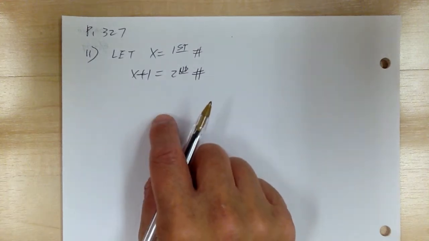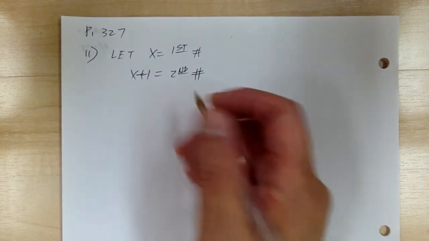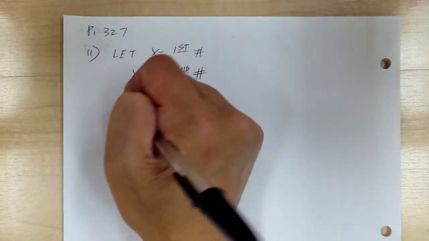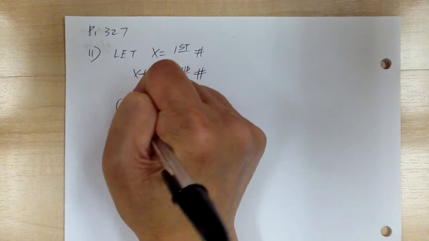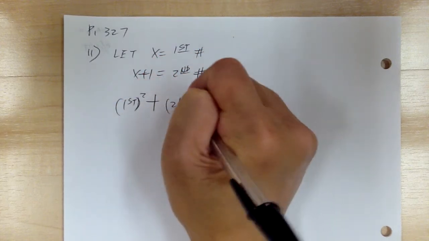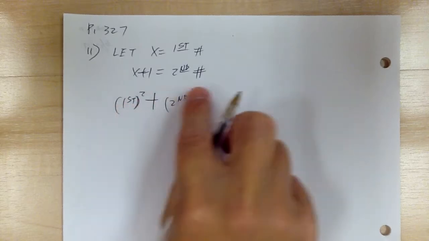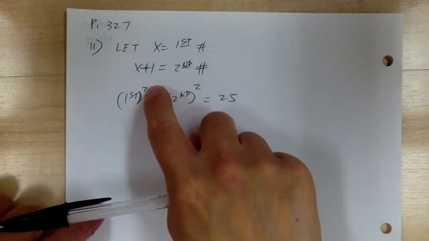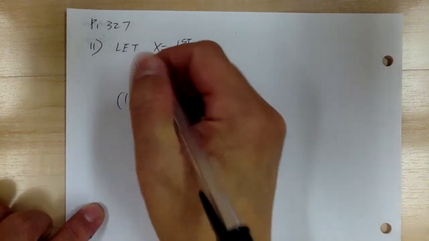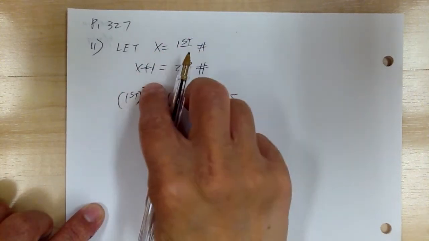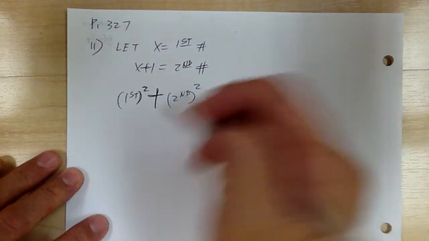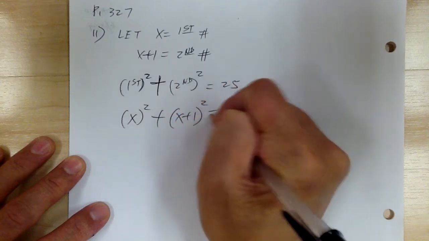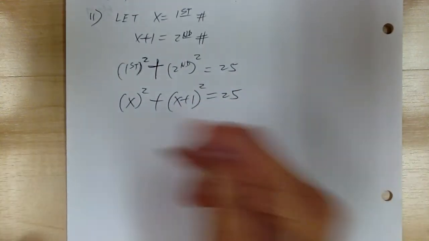It says find two consecutive integers such that the sum, so you're adding, the sum of their squares. So their squares means the first squared and the second squared. Again, the sum of their squares is 25. The sum means plus, and their squares means the square of each one. Okay, now let's go and substitute. So you've got x squared plus x plus 1 squared equals 25. So now let's go and work it out.